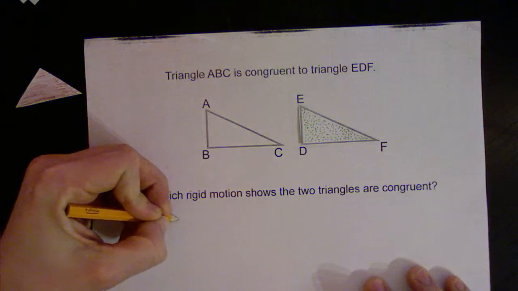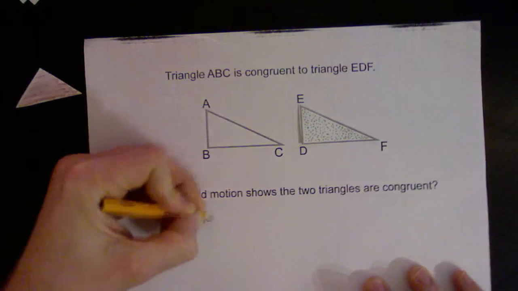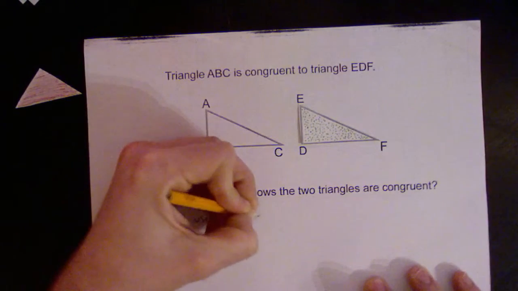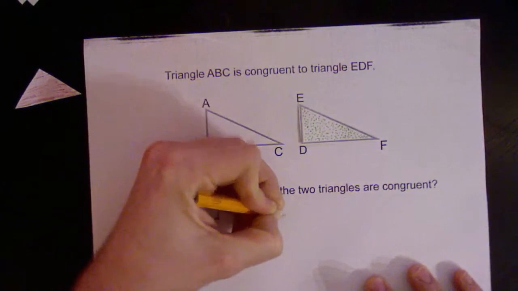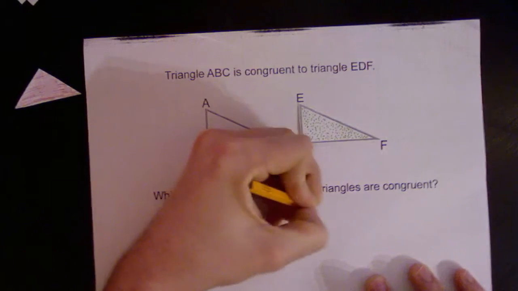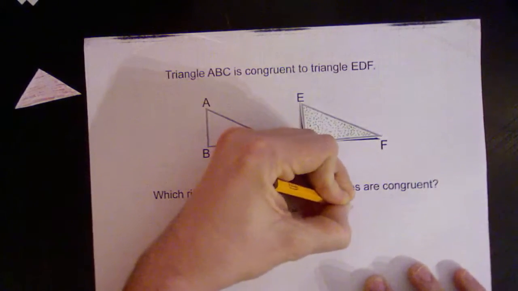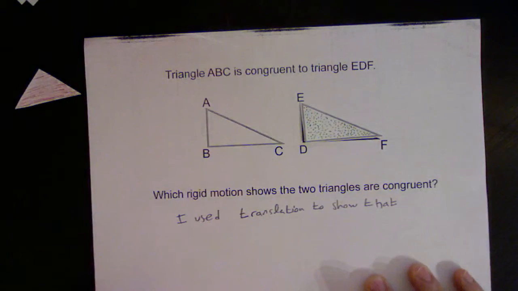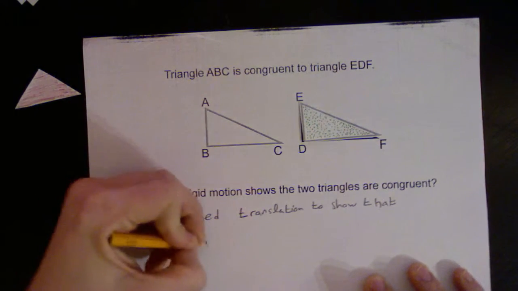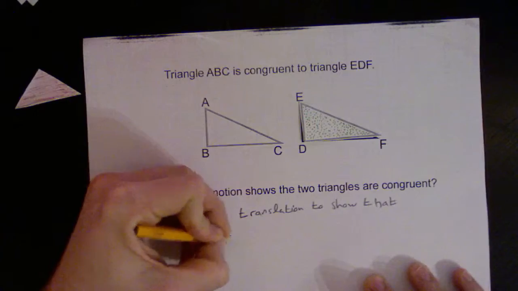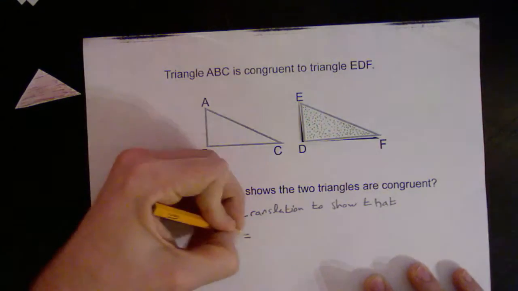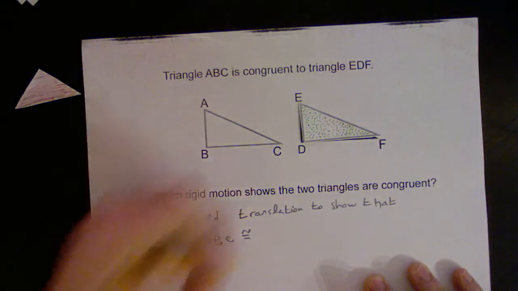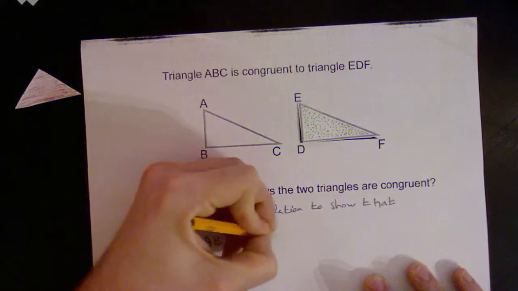So I used translation to show that triangle ABC is congruent to triangle EDF.